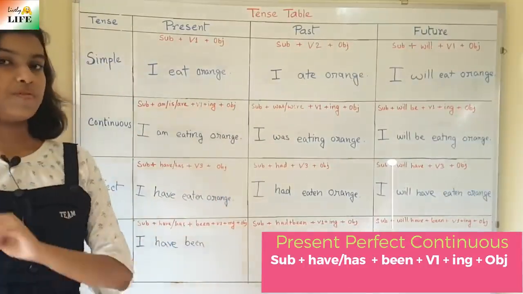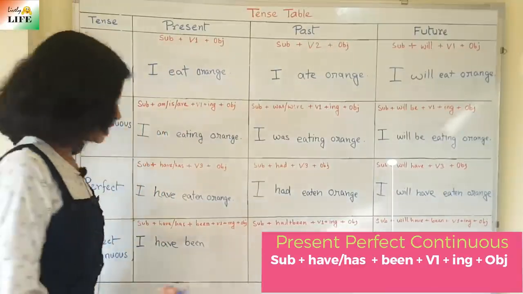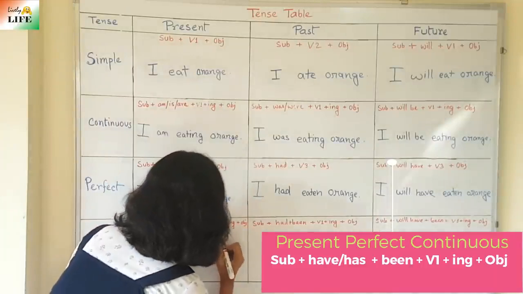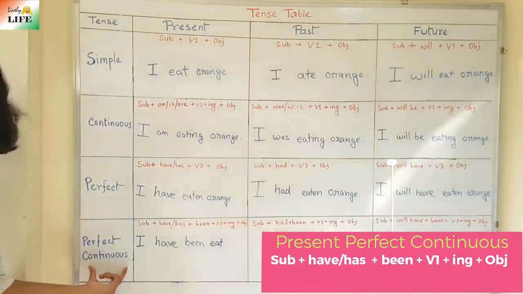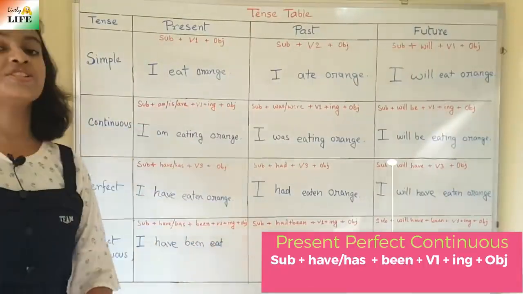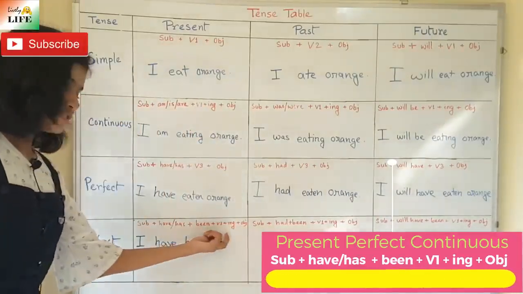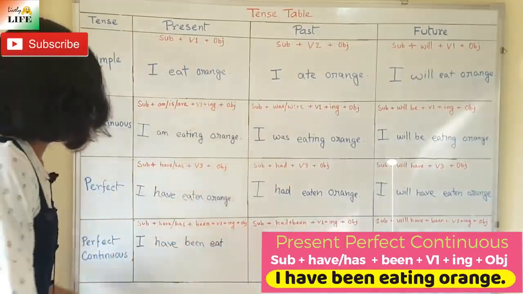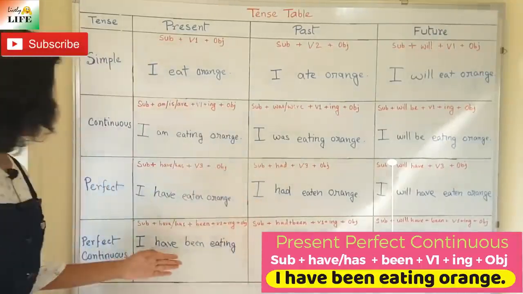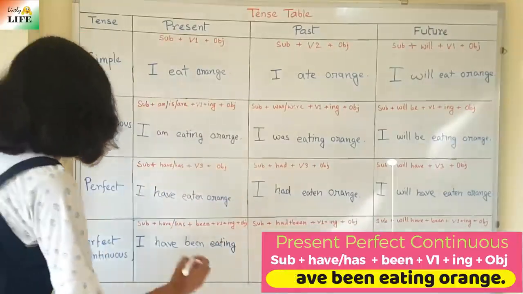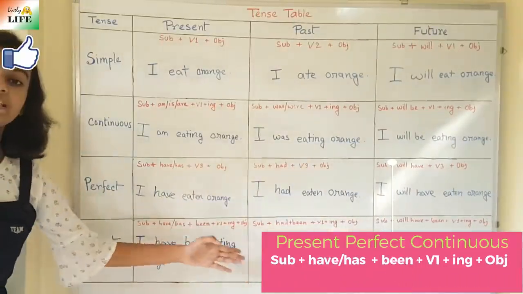Then the first form of verb. The first form of eat is what? Eat, right? Eat. Then ing. Okay, so here we have a term known as continuous, right? As I said, in every continuous tense we have to use ing after the verb. So here too, after the verb we have to use ing. So I have been eating, and then the object, orange. I have been eating orange.